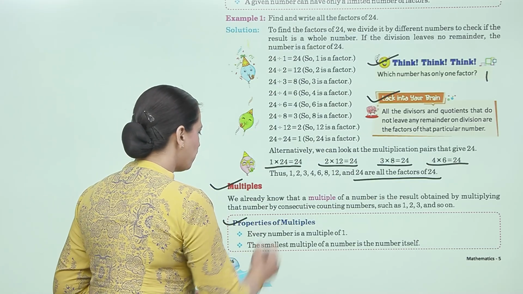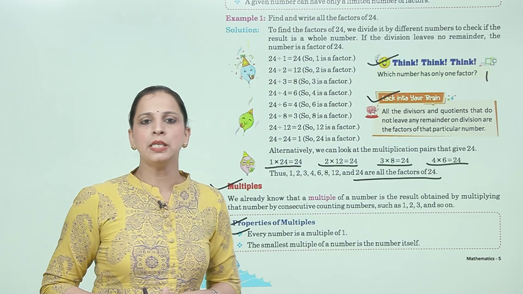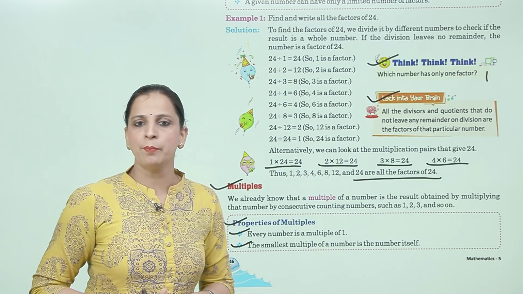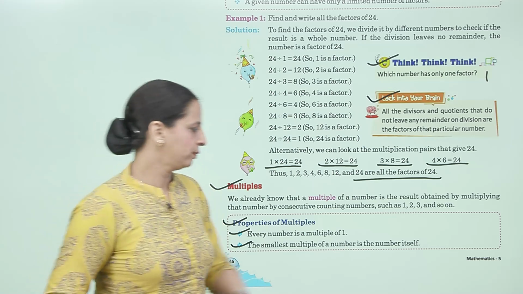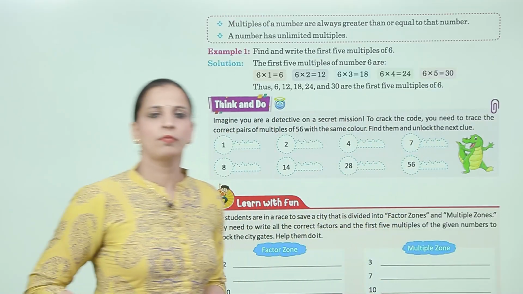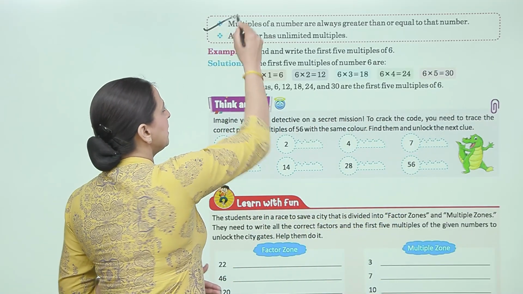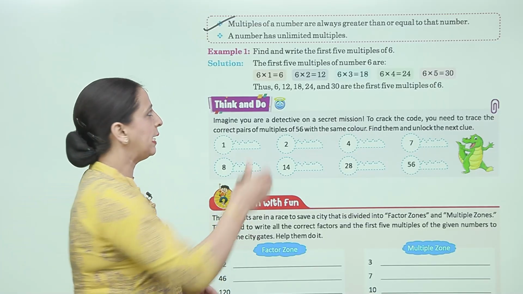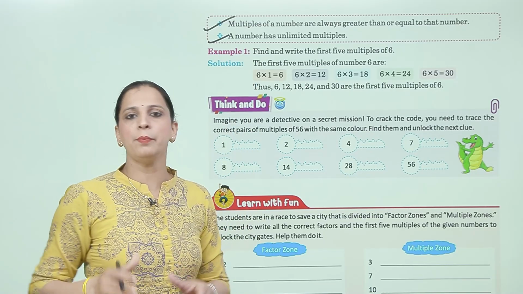Now, properties of multiples. First, every number is a multiple of 1. The smallest multiple of a number is the number itself. Multiples of a number are always greater than or equal to that number. Next, a number has unlimited multiples.